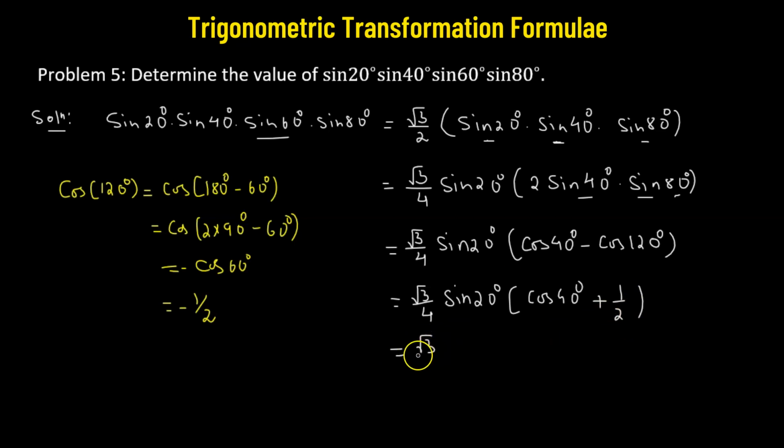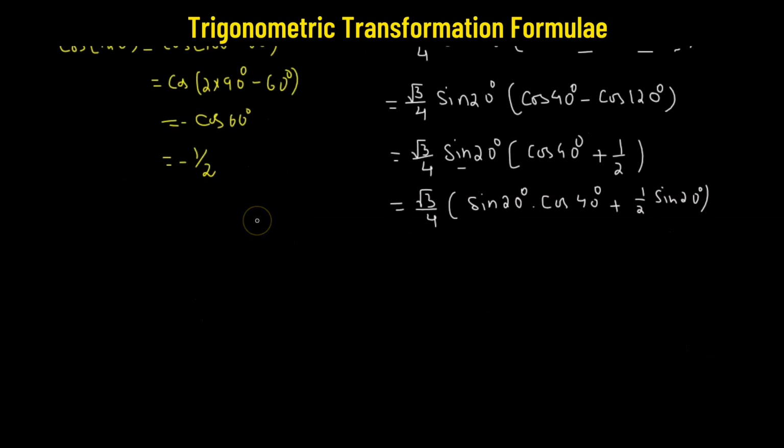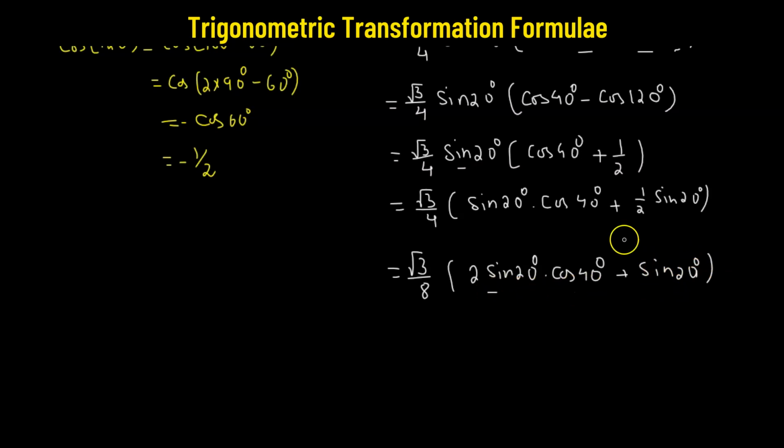So we get square root of 3 over 4 multiplied to, also we're going to multiply sine 20 degrees to each of the terms within the parentheses. So we have sine 20 degrees times cosine 40 degrees plus half sine 20 degrees. Fine. So we're going to pull out half from within the parentheses. So this is going to give us square root of 3 over 8. And then we have 2 times sine 20 degrees times cosine 40 degrees plus sine 20 degrees.